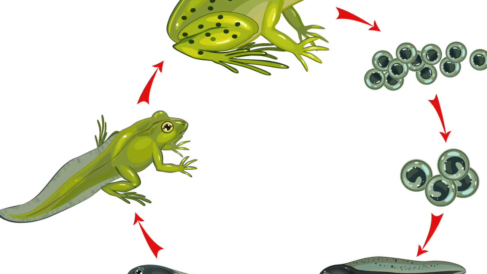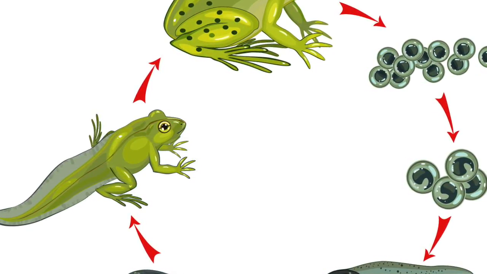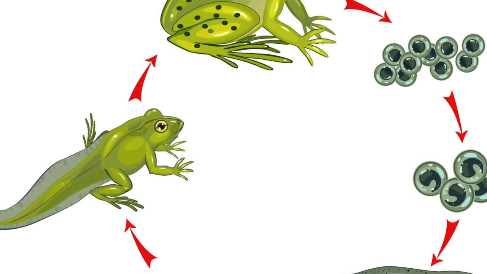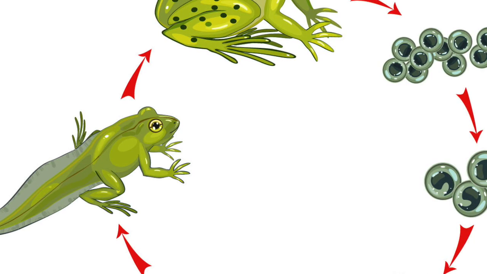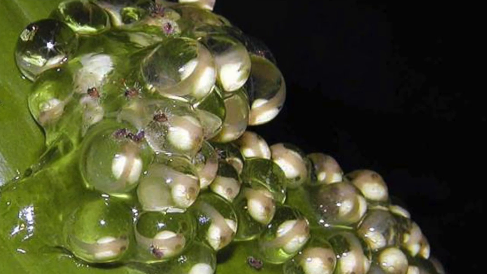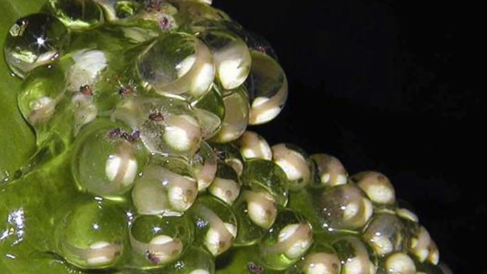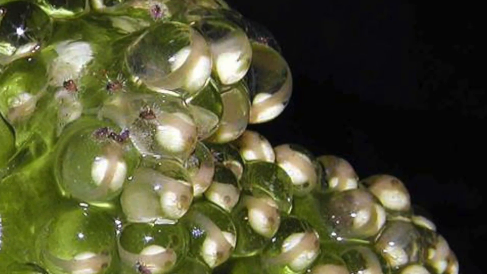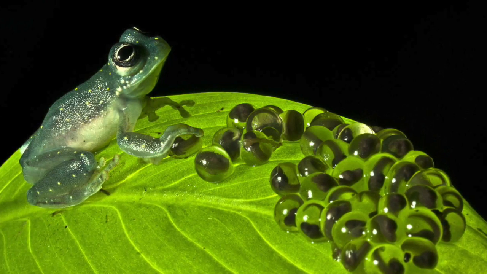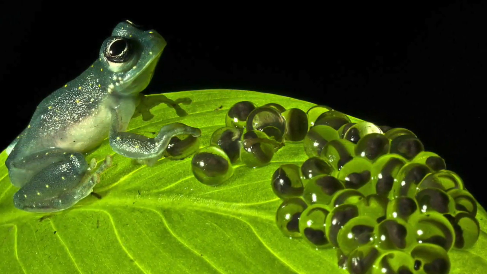Unlike other tetrapod vertebrates, reptiles, birds, and mammals, amphibians do not produce amniotic eggs. Therefore, they must lay their eggs in water so they won't dry out. Their eggs are usually covered in a jelly-like substance, like the frog eggs shown in the figure below. Amphibians generally lay a large number of eggs.